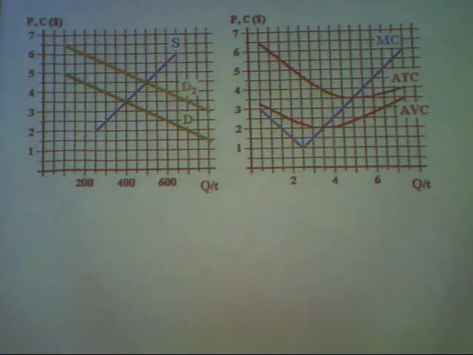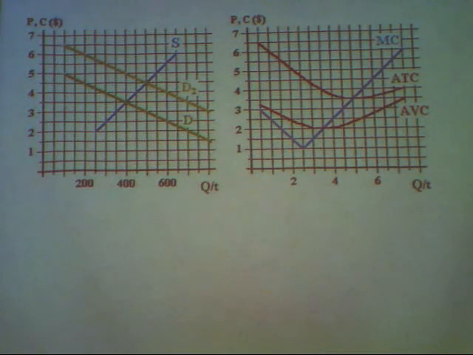The purpose of this video is to talk about competition, perfect competition in the long run. The graph on the left shows the market, supply, and demand.